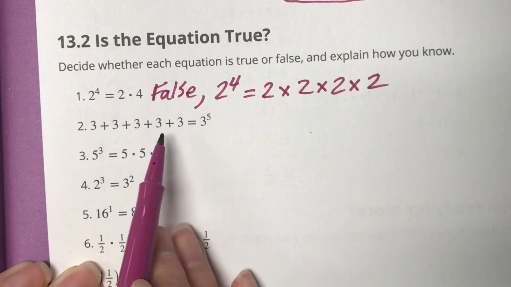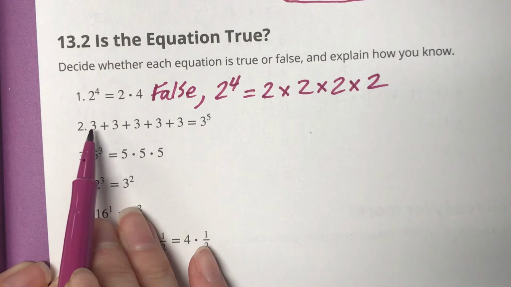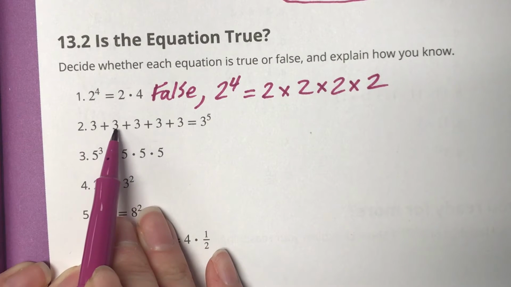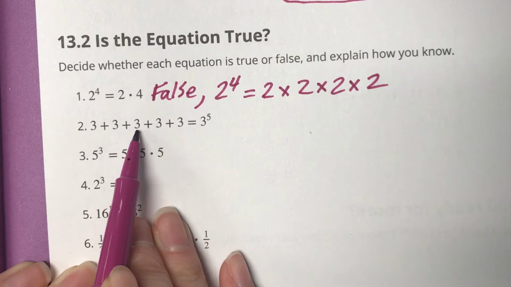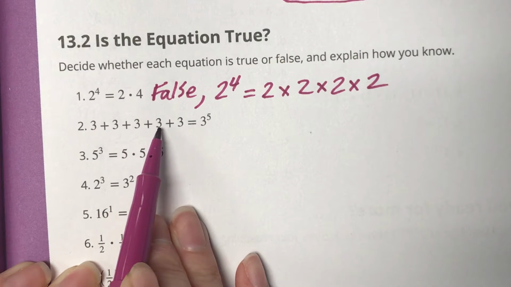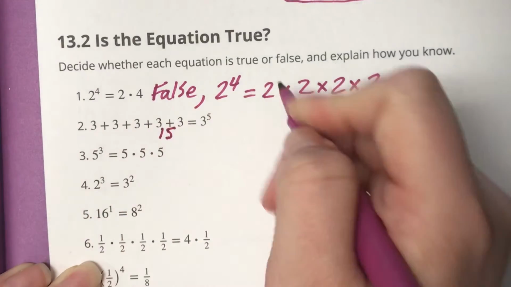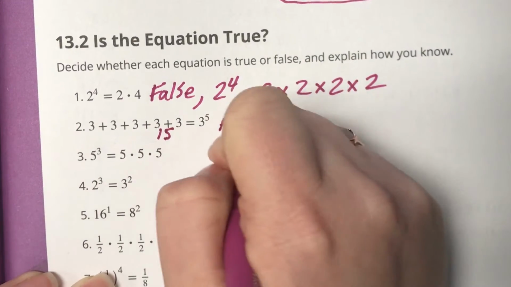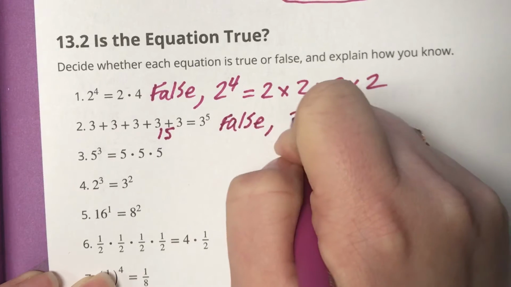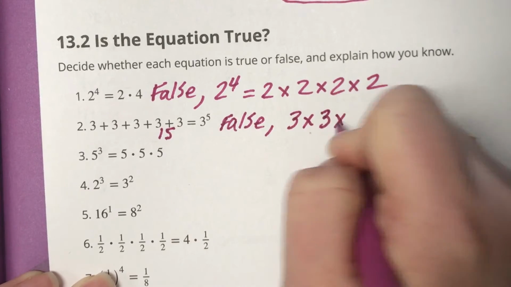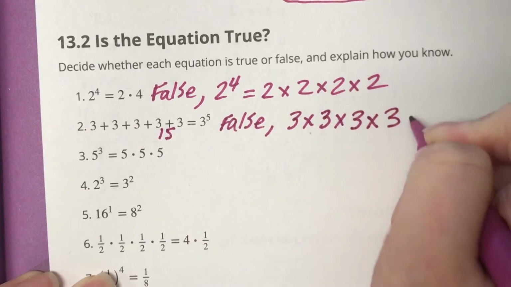3 plus 3 plus 3. Well, if you add all these 3's together, 3 plus 3 is 6. 6 plus 3 is 9. 9 plus 3 is 12. 12 plus 3 is 15. But 3 to the 5th, this is going to have to be false because 3 to the 5th means 3 times itself 5 times, not 3 times 5.